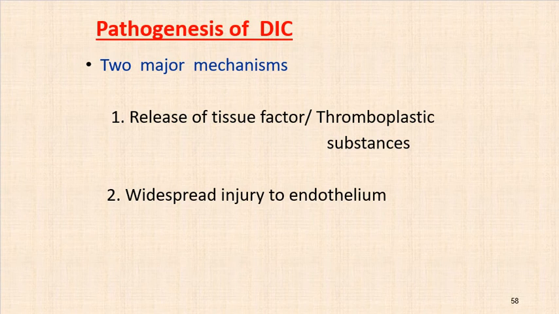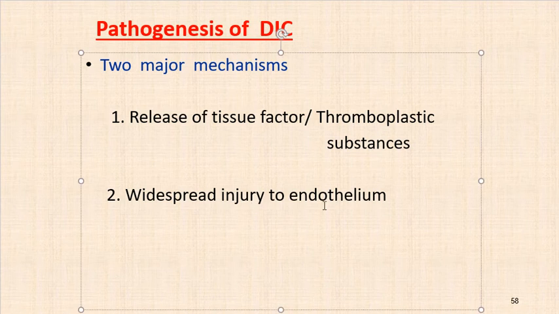mostly through the intrinsic pathway. And the second mechanism is widespread injury to the endothelium. Whenever there is widespread injury, the endothelium becomes more sticky. More and more adhesion molecules are expressed on the surface of the endothelium. Platelets adhere there, platelet aggregation occurs, and later coagulation occurs there. And in this way, DIC is produced.